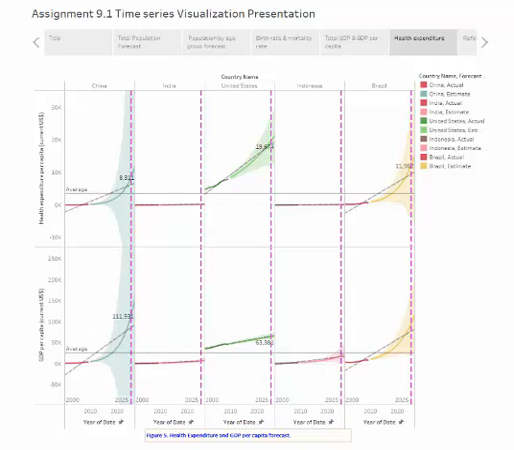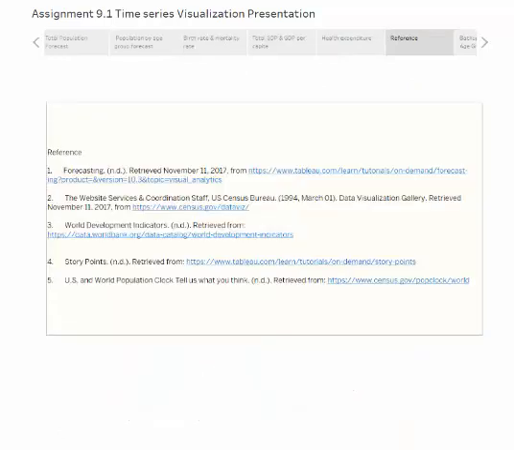According to the Tableau forecast, starting the year 2022, China's GDP per capita will pass the United States. Conclusion. Using Tableau out-of-the-box trending and forecasting functionalities, I was able to forecast the population growth, birth rate, mortality rate, GDP per capita, and health expenditure.